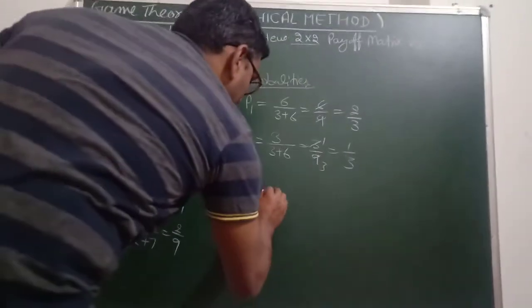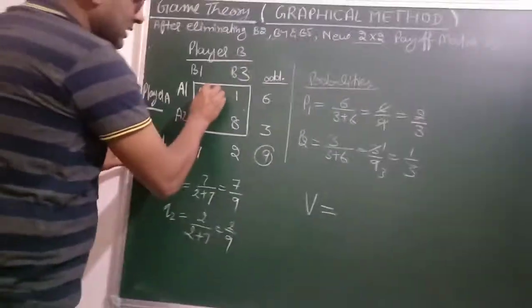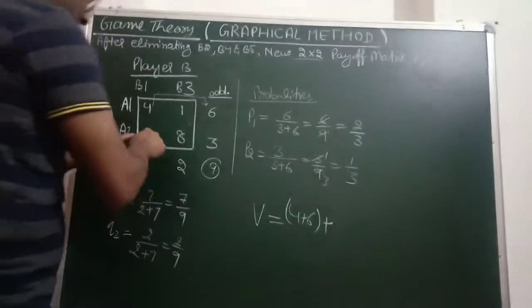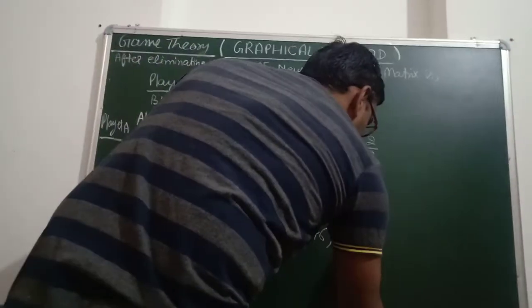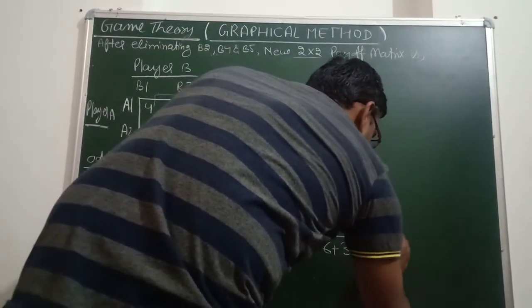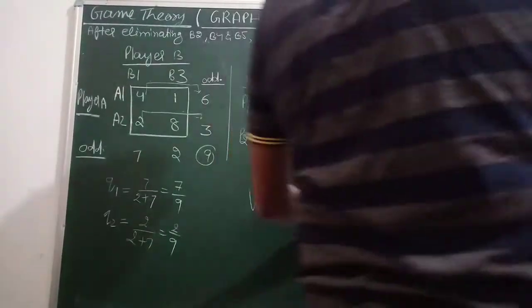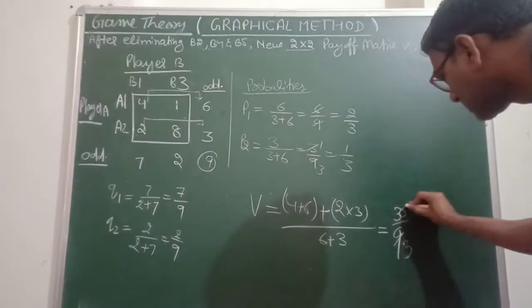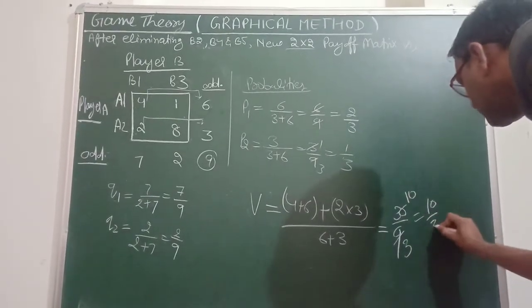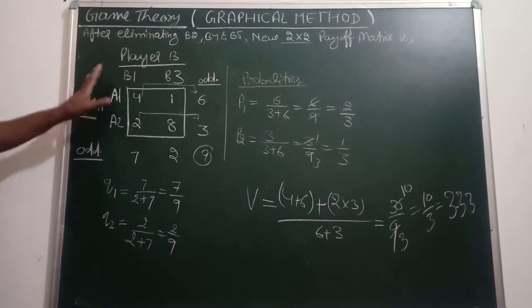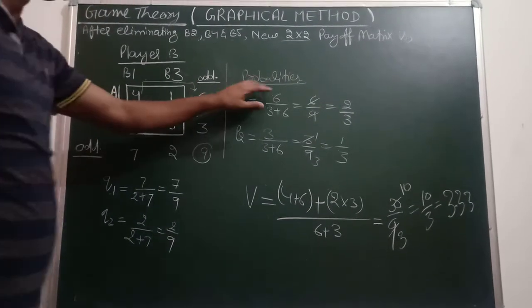Now the value of the game can be found by multiplying this 4 with 6 plus the multiplication of 2 with 3, divided by the sum of oddments, 6 plus 3. It comes out to be 24 plus 6, that is 30 by 9. If you divide, this comes out to be 10 by 3, so the value of the game is 3.33.